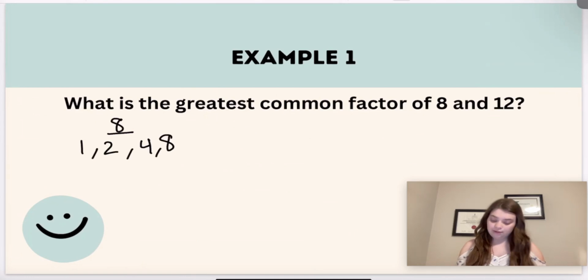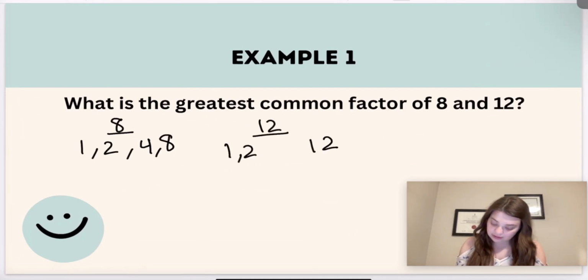Now, what about 12? Well, 1 times 12 is 12, so 1 and 12 are factors. 2 times 6 is 12, so 2 and 6 are factors. And 3 times 4 is 12, and so 3 and 4 are factors.